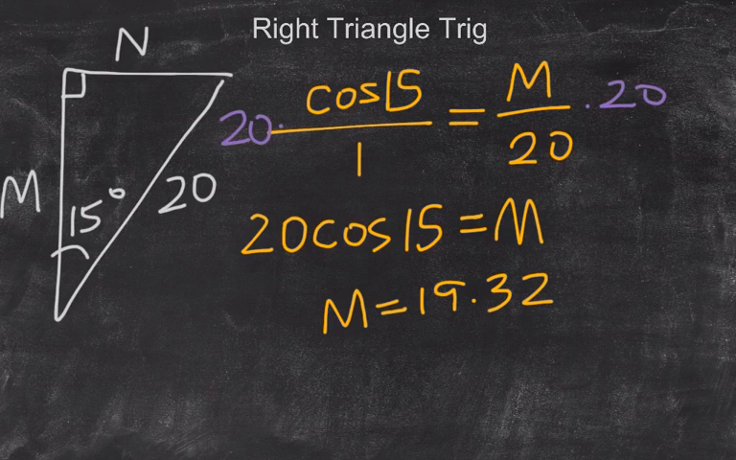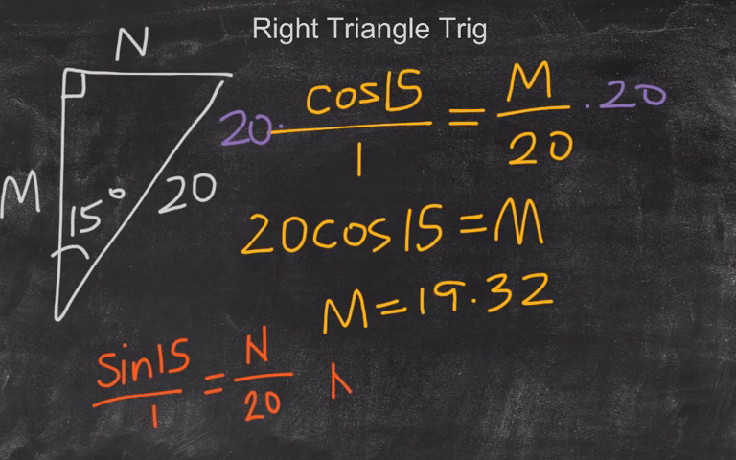And to find N, I can use the Pythagorean theorem now that I know 2 out of 3 leg lengths of a right triangle, or I can use a different trig ratio. Because I have the adjacent and the hypotenuse, I can use the sine ratio or the tangent ratio. I will use the sine ratio. So sine of 15 over 1 equals opposite, which is N, over hypotenuse, which is 20. So N equals 20 times the sine of 15, because I had to multiply by 20 on both sides to get N by itself. And 20 times the sine of 15 is 5.18.